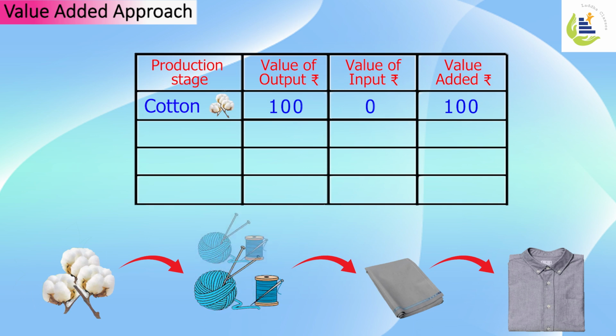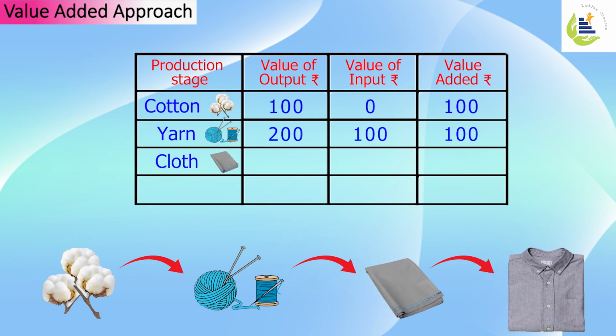From cotton, I go to yarn or thread. The output value of thread is 200 rupees. However, if you happen to remember, the input value will be 100 rupees. So from 100 to 200, value added at the stage of yarn or thread making is 100 rupees. I go to the next stage, which is cloth making from yarn. The output value of cloth is 400 rupees. But if you happen to remember, the input value was basically the output value at the yarn stage, which is 200 rupees. So from yarn to cloth, the value added in this process of production is 200 rupees.